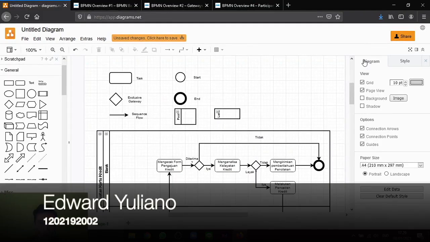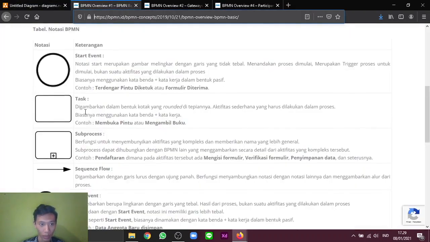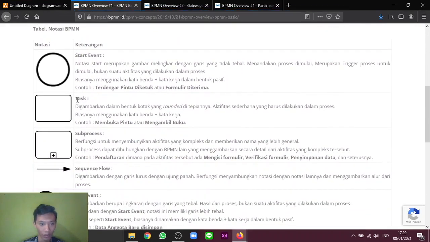Hello everyone, let me introduce myself. My name is Yuliano. I am from Information System 48 International Class. Today, I want to explain my BPMN. My BPMN is about making a credit card. First, I want to explain the notations in the BPMN.